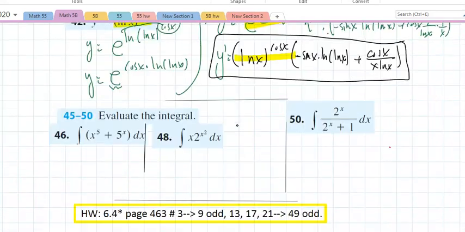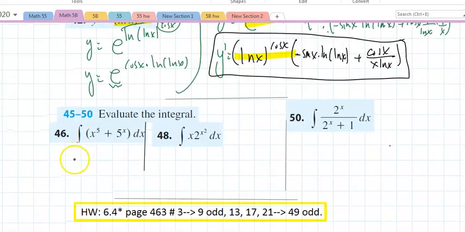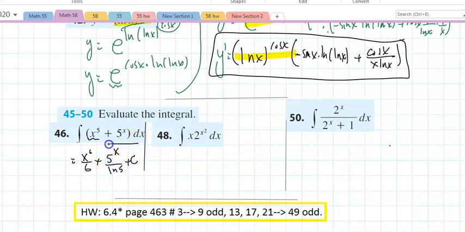Remember that. And if I integrate, this is a power function. That would be x to the 6 over 6 plus, derivative of exponential is the exponential, integral of exponential is the exponential. If you take a derivative, you multiply. Antiderivative, you divide. Don't forget the c.